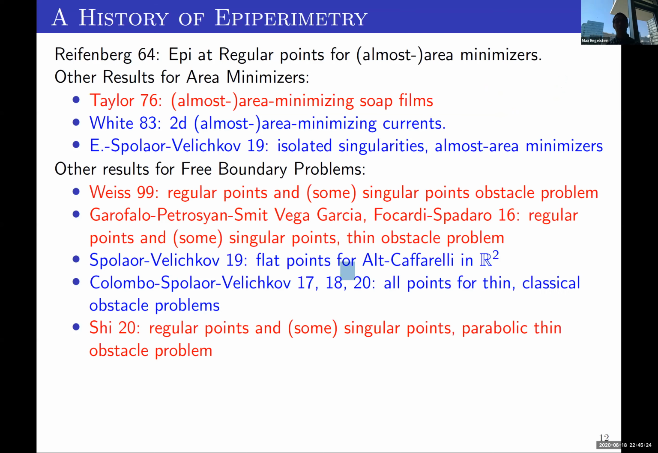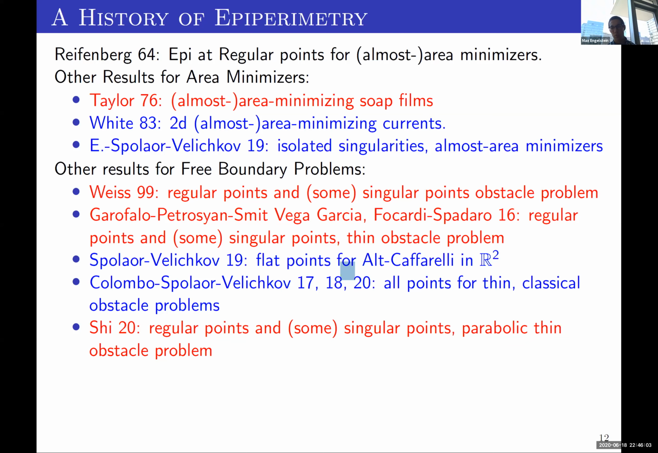There's also been a lot of work for free boundary problems. Weiss, in a different paper in '99 than the one I've been citing before, first introduced it to show uniqueness at regular points and some singular points for the obstacle problem. And then there has been work for the thin obstacle problem by Garofalo, Petrosian, and Smith-Vega-Garcia, and Riccardi Spadaro. And then more recently, Luca and Bojo, and then Luca and Bojo with Maria, proved uniqueness at all points for both the thin and classical obstacle problems. And then even more recently, there's been some work for the parabolic thin obstacle problem.